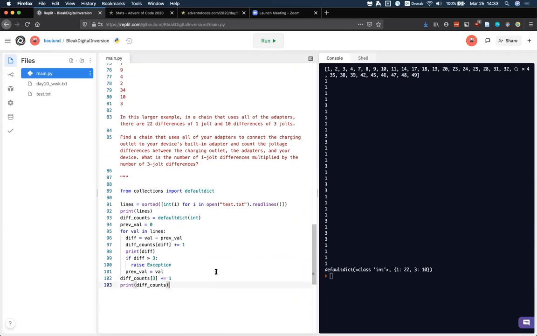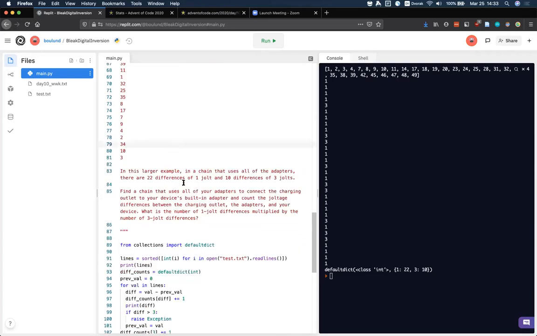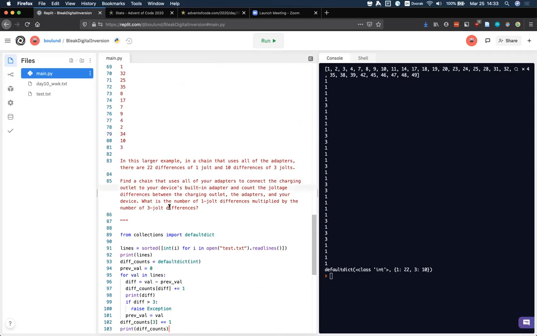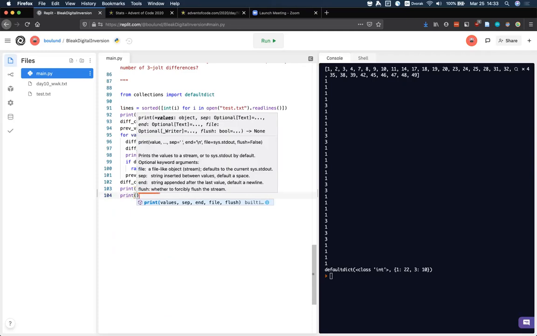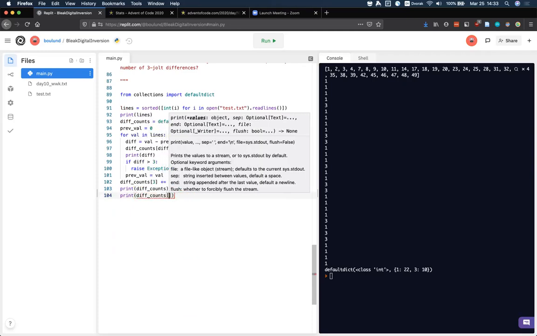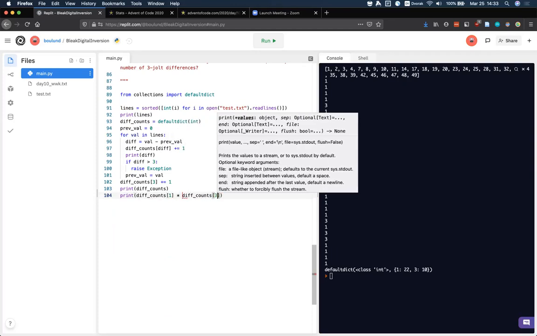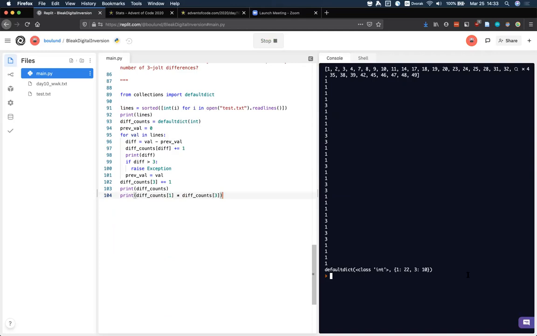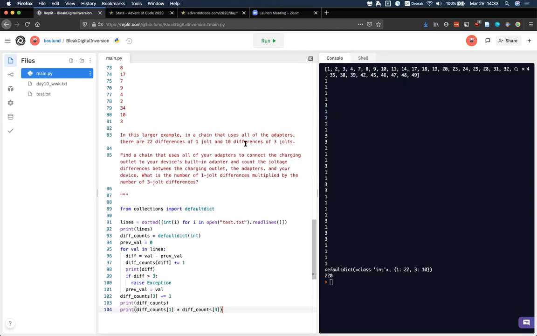Great. Okay, so let's solve the answer and then we can switch. What was the question? The other file then, I guess. Yeah, number of 3 joule differences. Wait, sorry, what is the number of 1 joule differences multiplied by the number of 3 joule differences? Okay. Diff counts 1 times diff counts 3, like that? I guess so. They don't say what the answer is, do they? Oh, I guess they just have. Okay, well, let's change the input data.